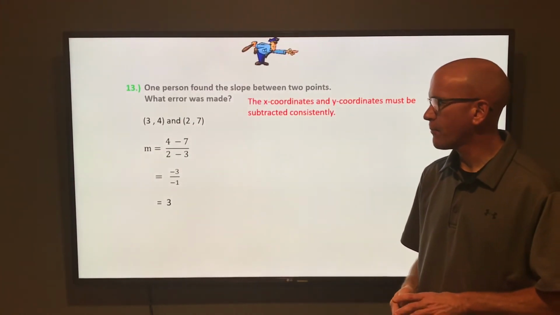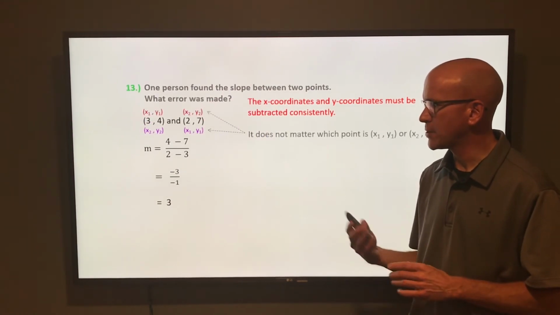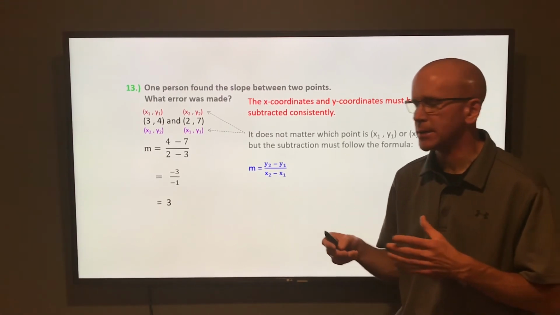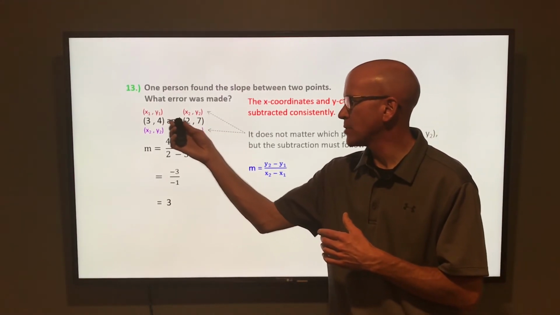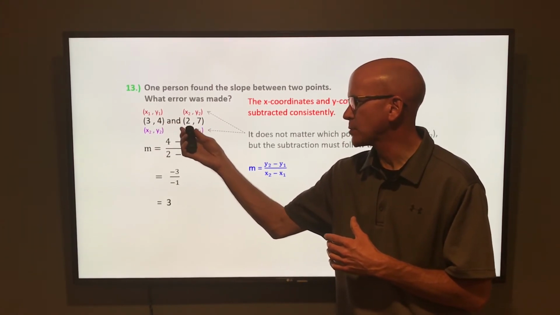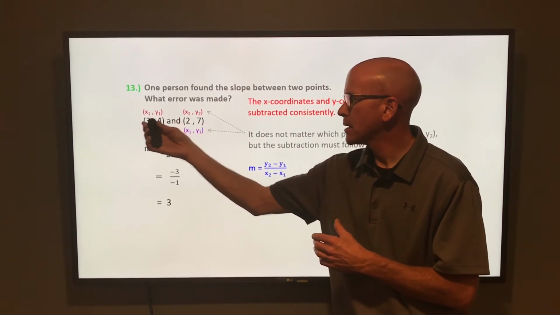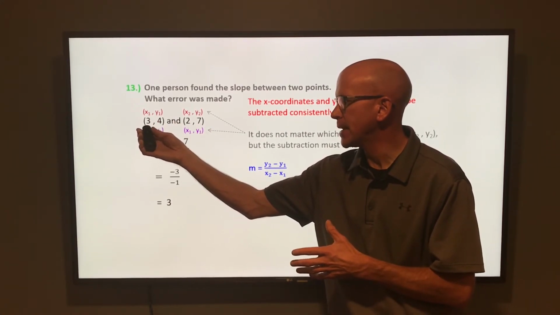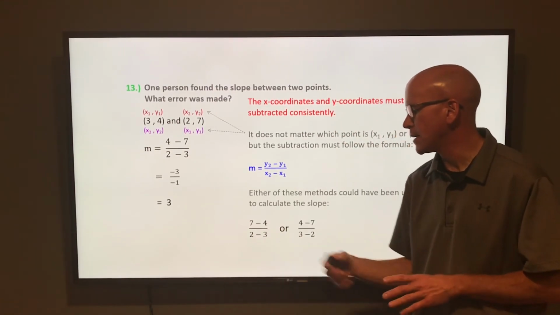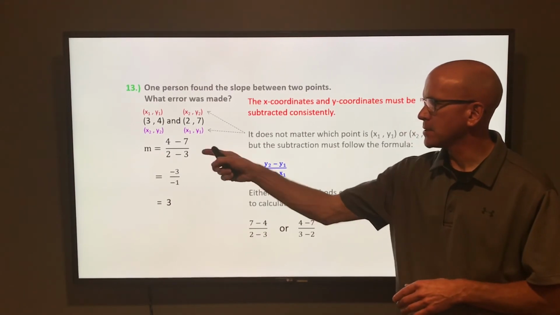So again, the slope formula is y2 minus y1 over x2 minus x1, but don't get hung up on memorizing that. Remember, you're finding the change in y over change in x. If you do the change in y as 7 minus 4, the change in x would be 2 minus 3. Or change in y being 4 minus 7, come back here to do the change in x, 3 minus 2. So there's two ways to do this, either 7 minus 4 over 2 minus 3, or 4 minus 7 over 3 minus 2. But that is the mistake.